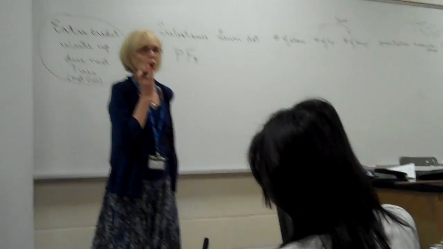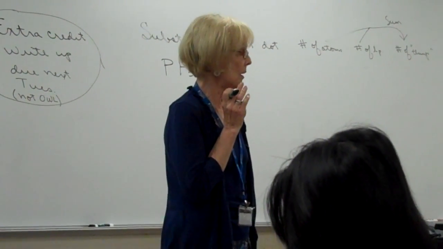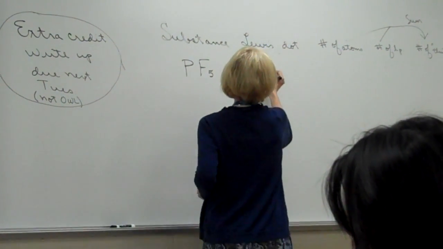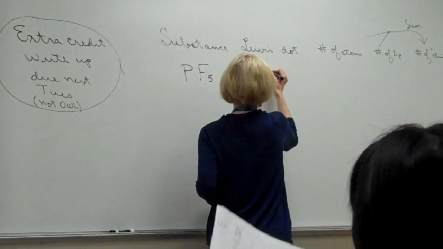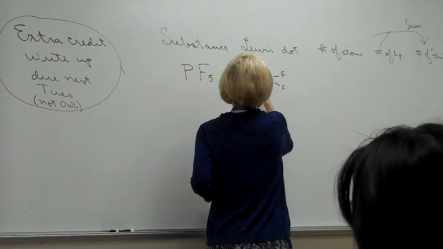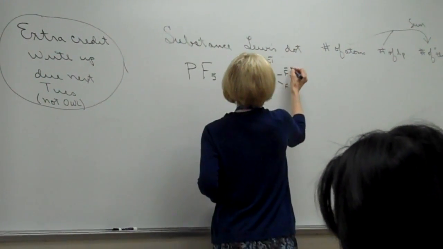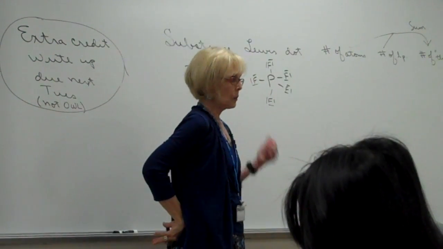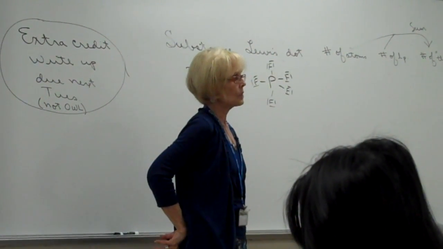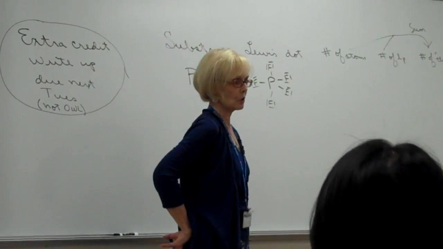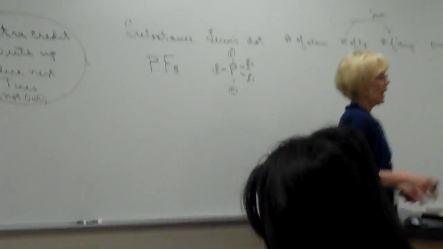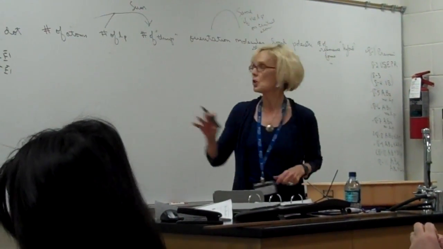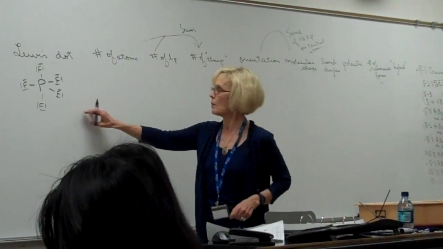PF5. We did it back in chapter 7 as an example of something that's going to violate the octet on the high side. And when we did the Lewis dot structure, we came up with a wagon wheel here. Now remember, that doesn't show you shape. You're seldom going to see the wagon wheel in nature. So let's go through it, and when we did it, there were no lone pairs on it. We didn't have any leftovers, so it was just this. This is straight out of chapter 7.